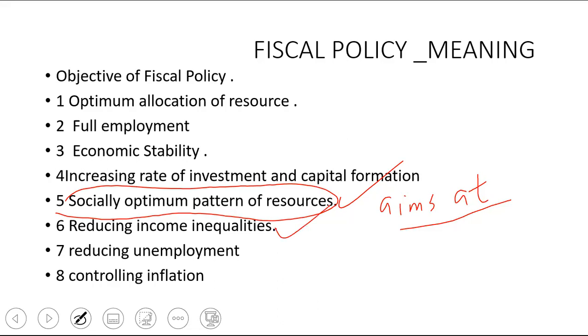Next point, look, reducing income inequality. Fiscal policy with the help of taxation will be able to reduce income inequality. Repeating, fiscal policy with the help of taxation will be able to reduce income inequality.